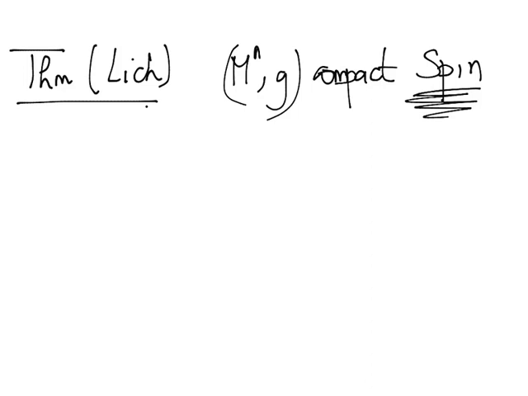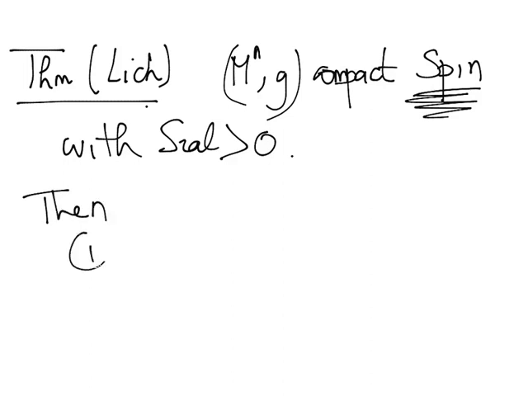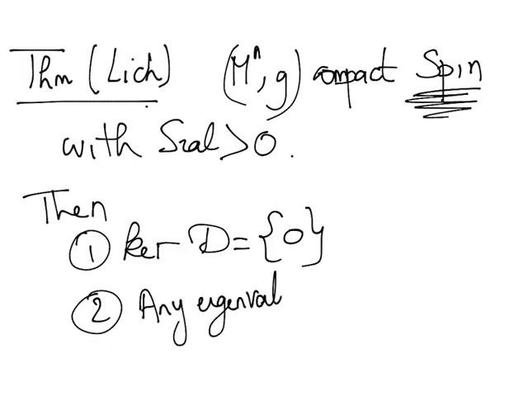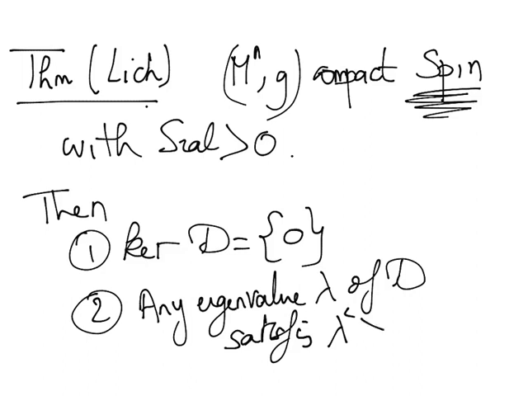So compact spin with strictly positive scalar curvature, then 1, the kernel of the Dirac operator is trivial. 2, if you take any eigenvalue lambda, it satisfies lambda squared strictly bigger than 1 over 4 the infimum of the scalar curvature. So I'm going to prove these 2 points.